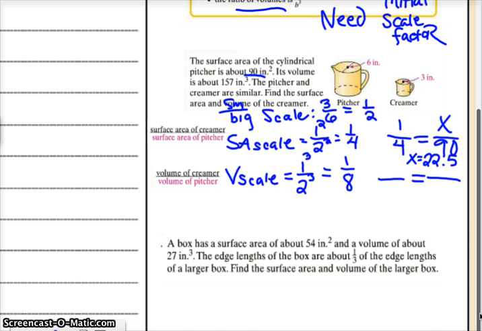Now I can create a proportion. 1/8 goes first. Now this is small to big. And I say its volume is 157. It's for the cylinder or the pitcher. Is the pitcher the big or the small? The pitcher, the big. So where's 157 going? On the bottom. So 157 divided by 8 is 19.63. And that's the volume of my creamer.